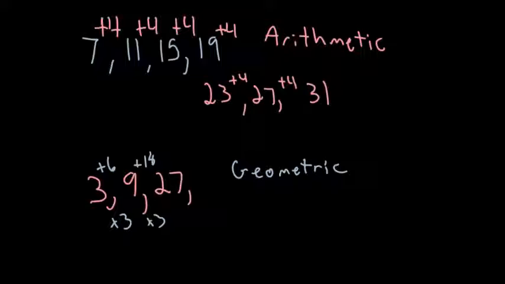And then I can continue that to get the next 3 terms. So I'm going to do 27 times 3 to get 81, and then times 3 to get 243, and then times 3 to get 729.